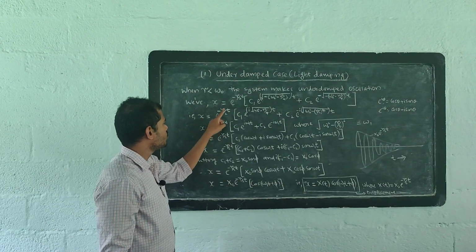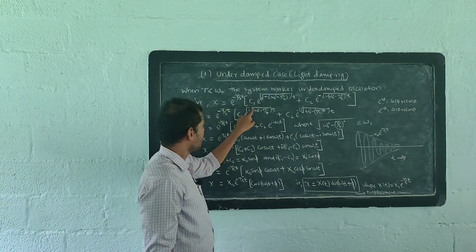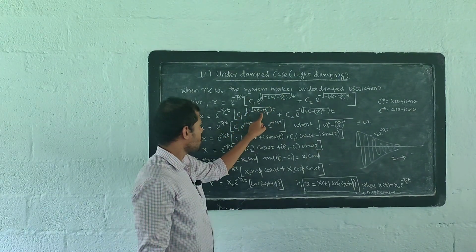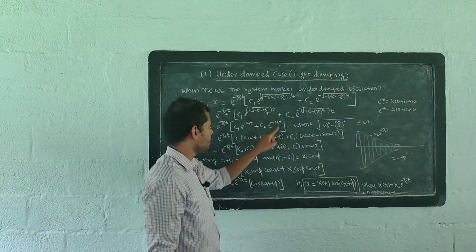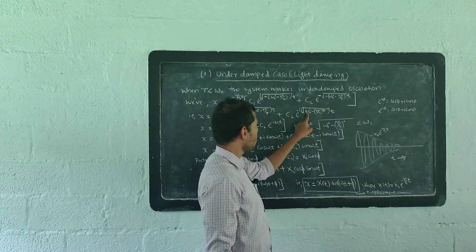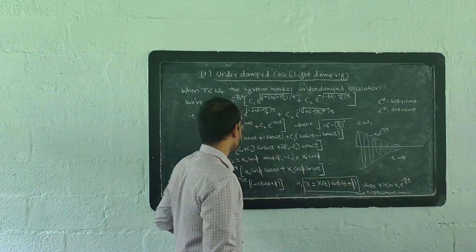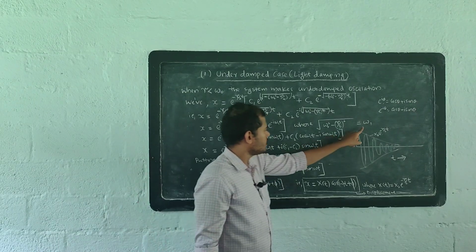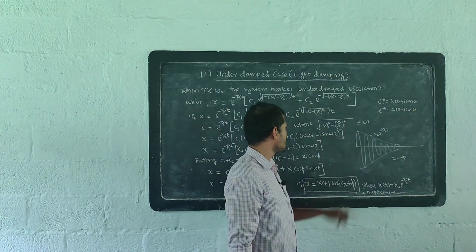Therefore, x is equal to e raised to minus gamma by 2 t, c1 e raised to root of minus 1 is i, the imaginary part of the complex number. Okay, e raised to i square root of the remaining part, omega 0 square minus gamma square by 4, into t, plus c2 e raised to minus i square root of omega 0 square minus gamma by 2 whole square into t. Here let us take the square root of omega 0 square minus gamma square by 4 as omega 1.